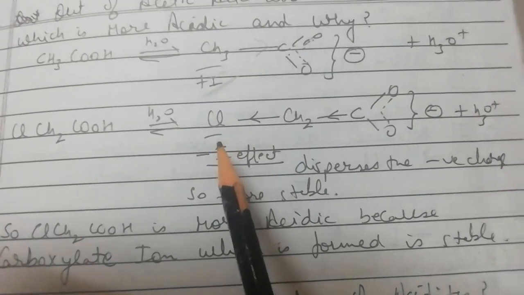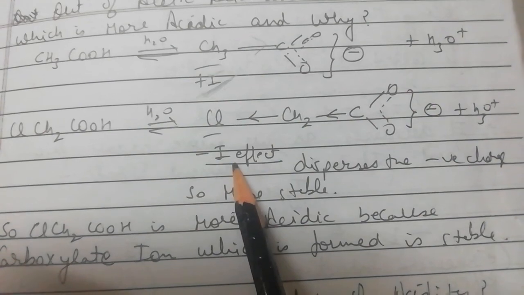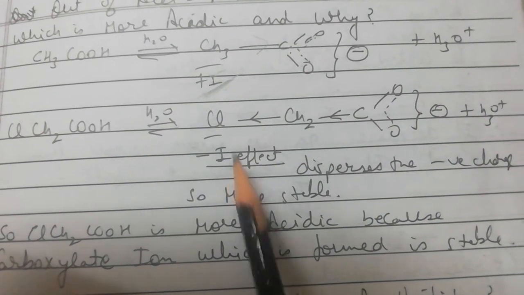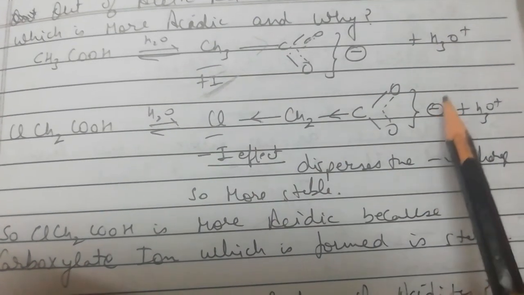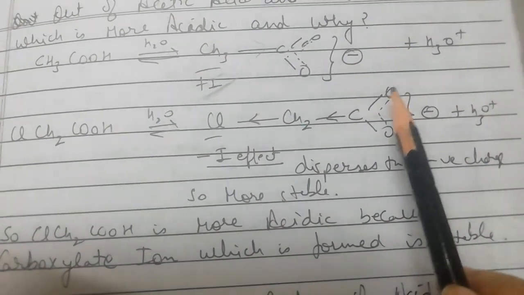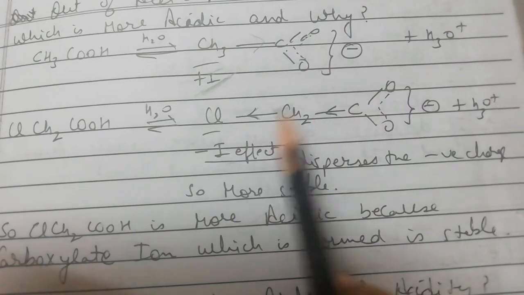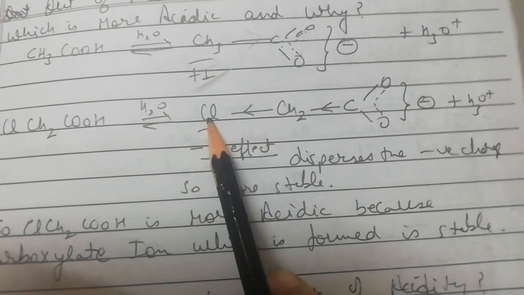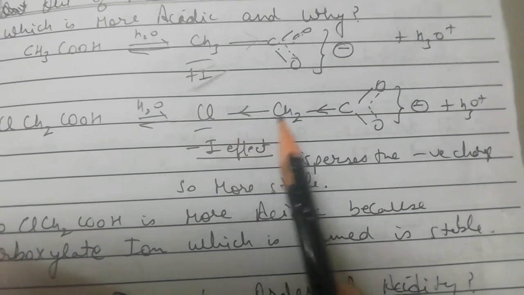But in the second case, we have this chlorine atom attached, which has minus I effect. Because of its minus I effect, it will withdraw the electrons from the system. So the negative charge which is present on this oxygen atom will get dispersed from this oxygen atom to this chlorine atom. So more the dispersal of charge, more is the stability.